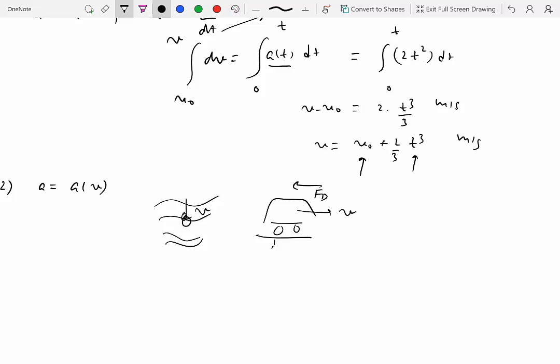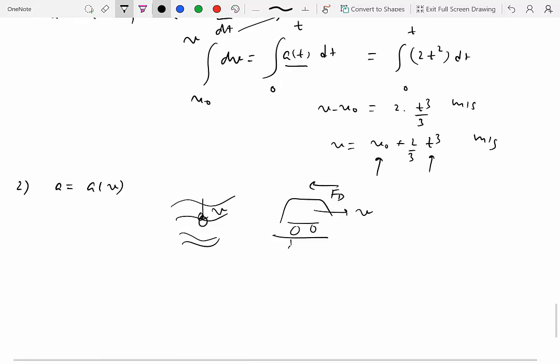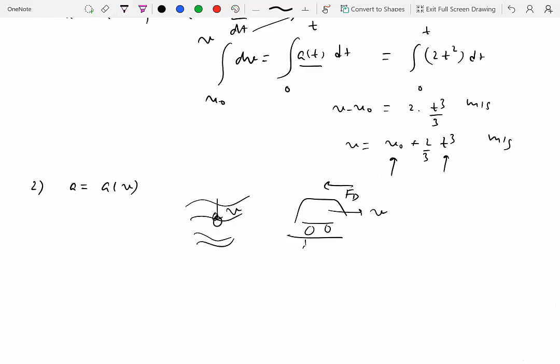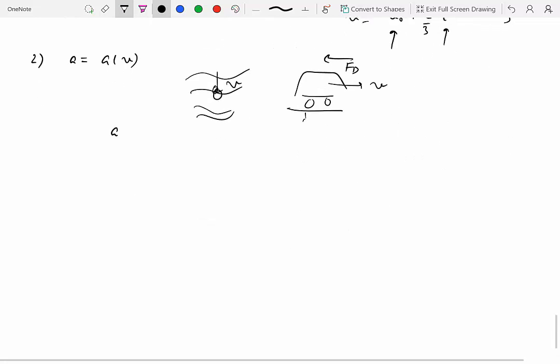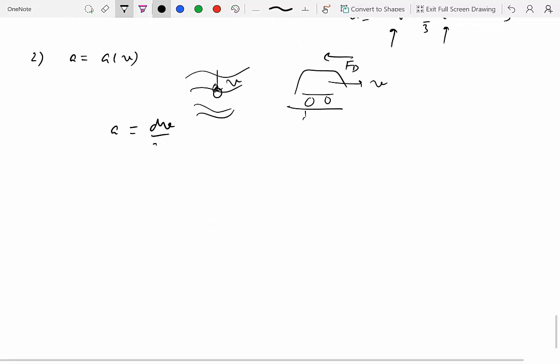Okay, for moderate speed it is proportional to the velocity. For higher speed, it's actually proportional to the square of the velocity. Okay, and that would be true for space shuttles and aircraft that actually leave the atmosphere of the Earth. So if acceleration is given as a function of velocity, then what do we do? Well, we write acceleration as dv over dt, and this is a function of velocity, right?